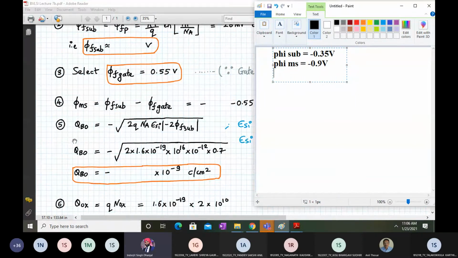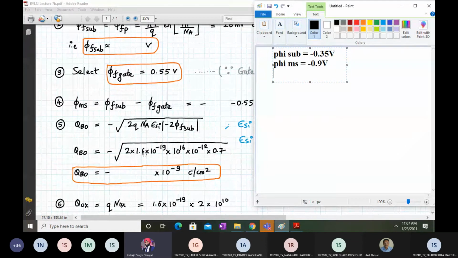Okay. So if you all have calculated phi ms, which is coming out to be minus 0.9 volt, next we calculate QBO. So the QBO formula for a p-type substrate is given by minus square root of 2QNA epsilon Si into mod of twice phi f substrate. Now twice phi f substrate we have already calculated. So it is 2 times minus 0.35, inside the mod, so it will be 0.7. We have written over here 0.7.